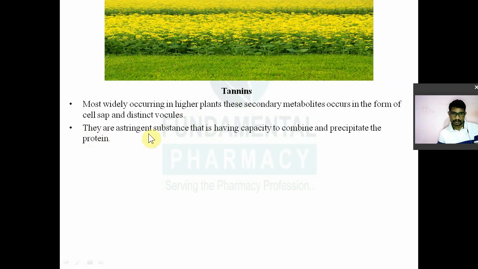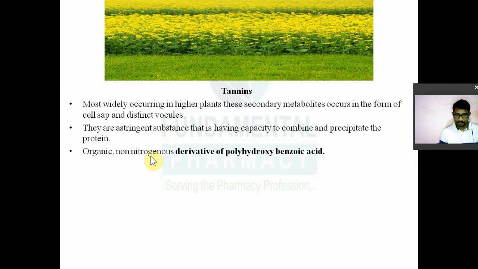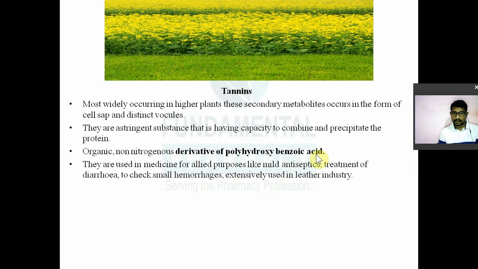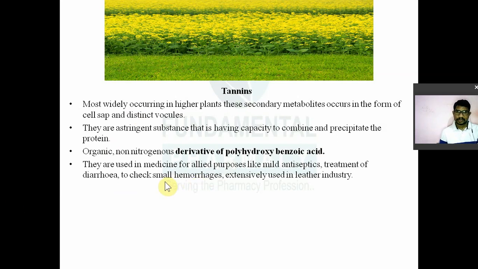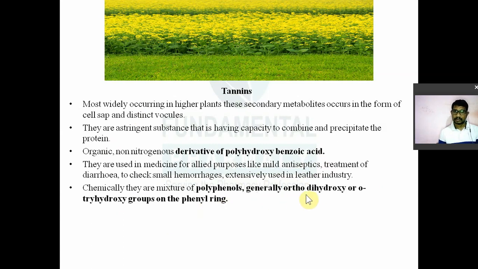For example, you eat katha, you eat amla. They are nothing but organic non-nitrogenous derivatives of polyhydroxy benzoic acid. A question can come on this. Tannins are used in medicine for various purposes like mild antiseptic, treatment of diarrhea, and to stop small hemorrhages. They are extensively used in the leather industry for tanning. Actually, they are a mixture of polyphenols, generally ortho-dihydroxy or ortho-trihydroxy groups on the phenyl ring.